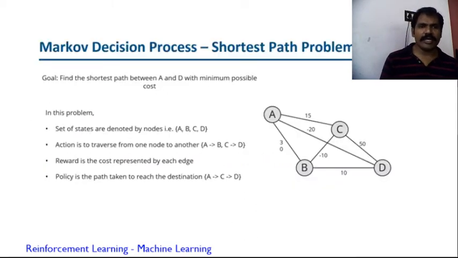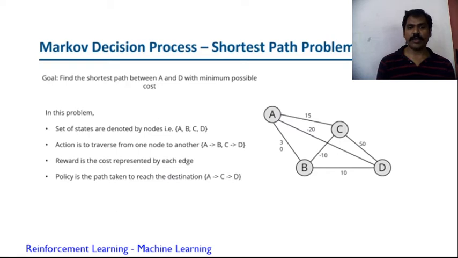We can easily understand this Markov decision process, MDP, through the shortest path problem. Say for instance you have these states. Here we have taken A, B, C, D. All these are the states. This is a graph, right? You all know. So we want to solve the shortest path problem. The action is to traverse from one node to another node. The edges are the actions, and the weights on the edges are the rewards. So the reward should be the maximum.